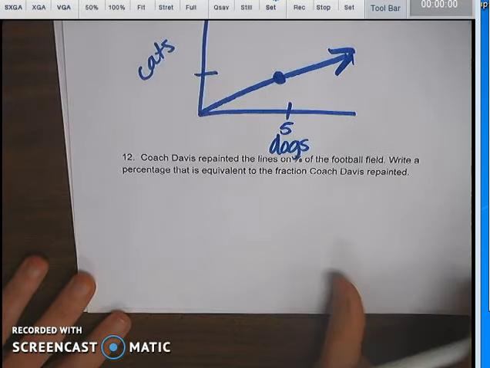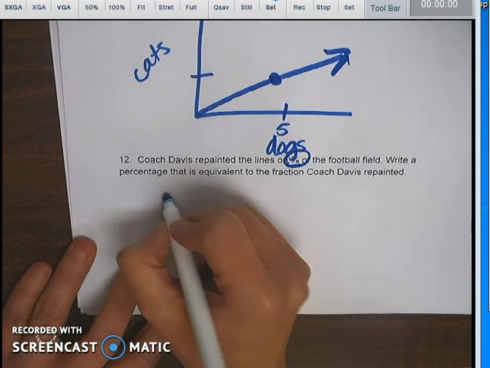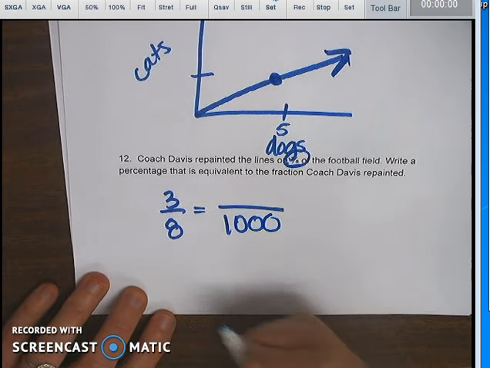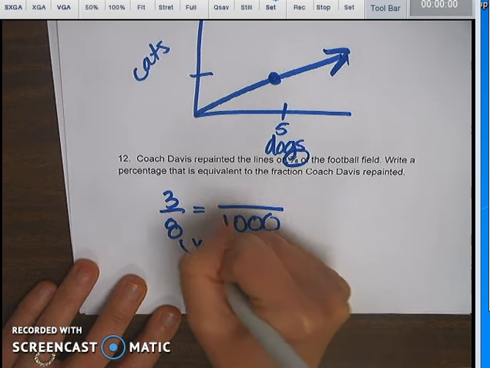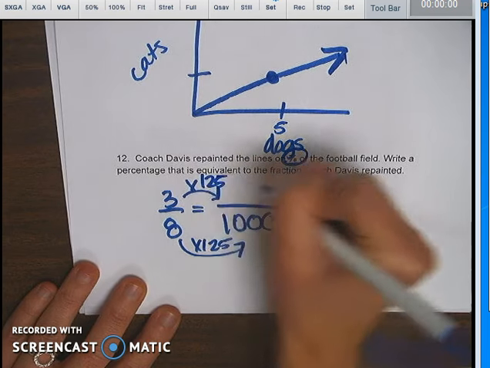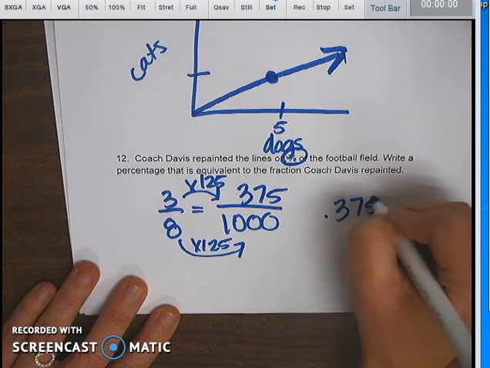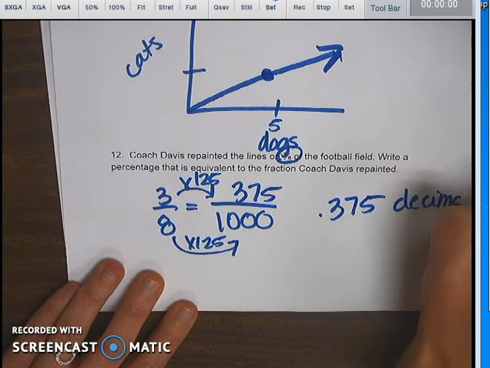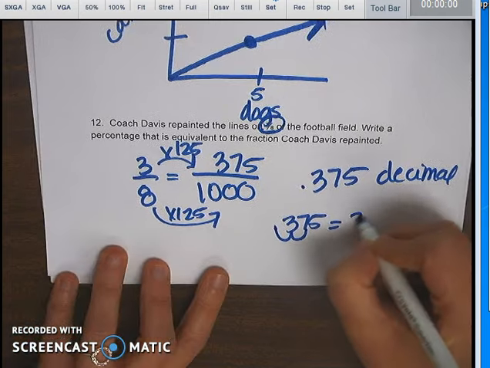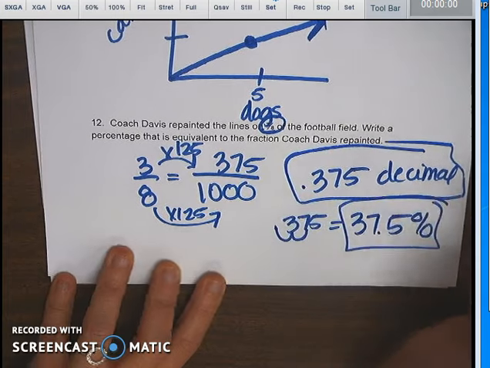Coach Davis repainted the lines on 3/8 of the football field. Write the percentage that is equivalent to 3/8. You were taught that the eighths can go into the thousandths. What did I do to 8 to get 1,000? Times 125. What I do to the bottom, I do to the top. So you're going to get 375 over 1,000. 0.375. That's the decimal. 0.375, to get to a percentage, 37.5%. Easy. Don't miss that.